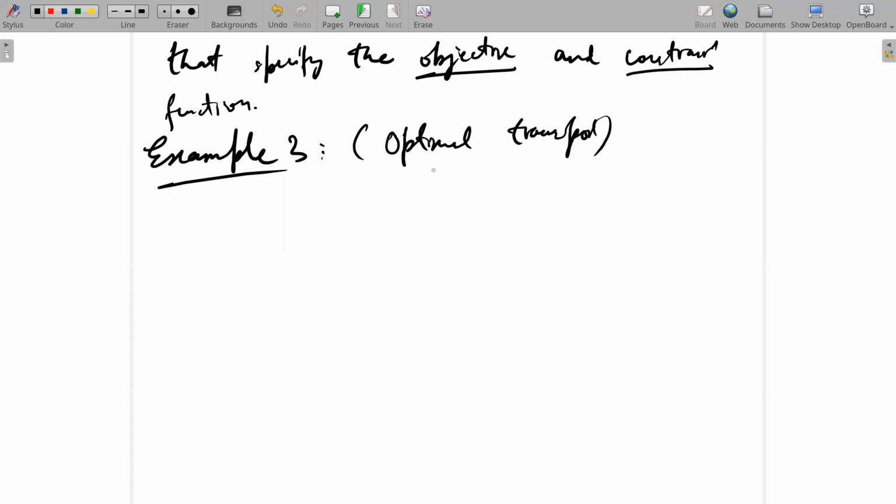That is about optimal transport. So what is optimal transport? This is actually an old problem from the late 18th century, studied by the French engineer and mathematician Monge. It was formulated by Monge in 1781.